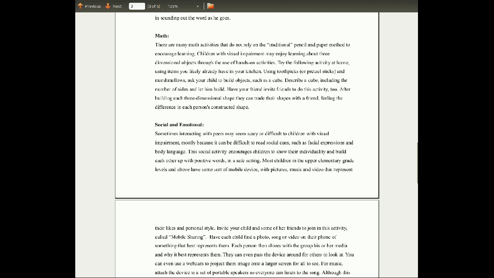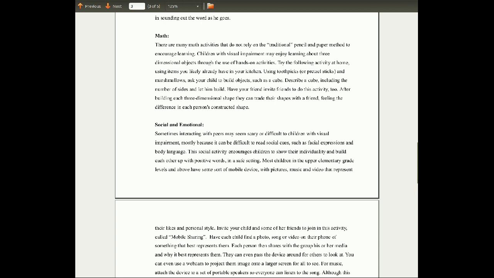And I imagine you can see lots of giggles, and it would be kind of fun, especially if someone's shape turns out to be a little bit different. But it's very tactile and provides the opportunity for the child to form an image in their mind based on what they're feeling.